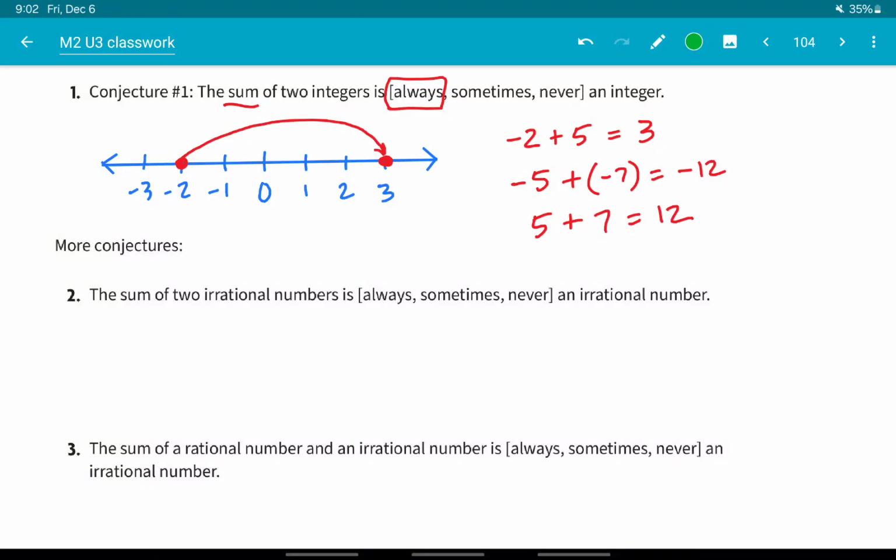The sum of two irrational numbers is always, sometimes, or never an irrational number. Well, this one, let's start with some examples. Let's say I did something like the square root of 2 plus the square root of 8.